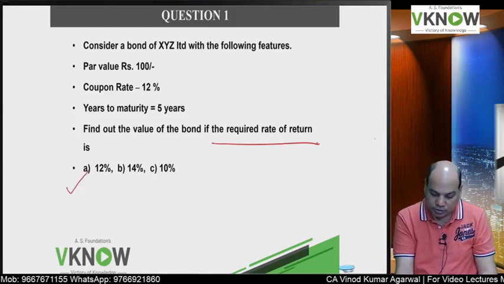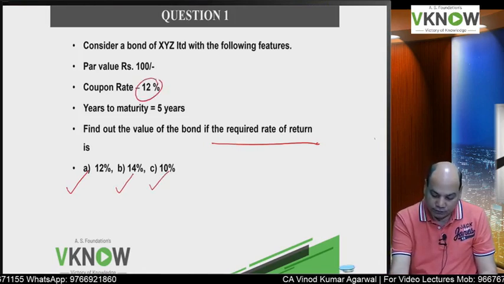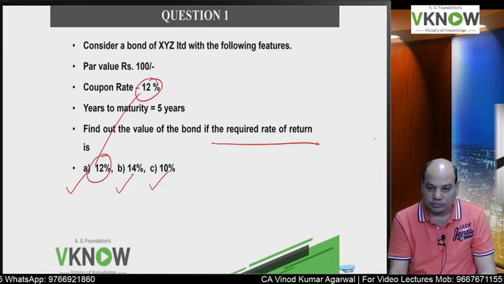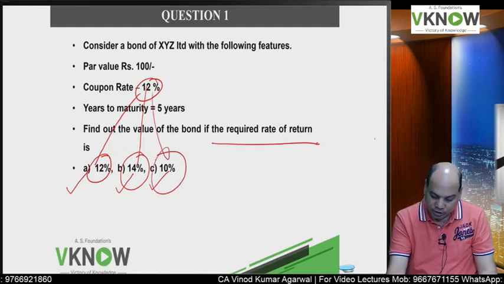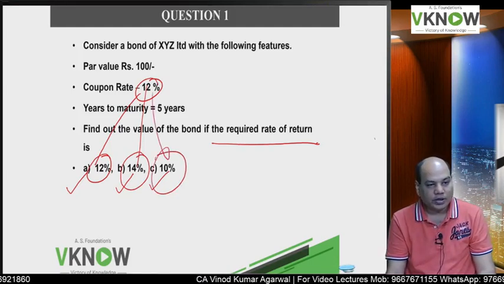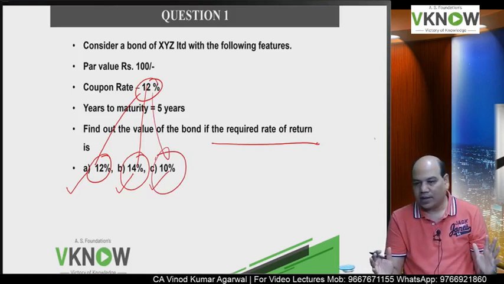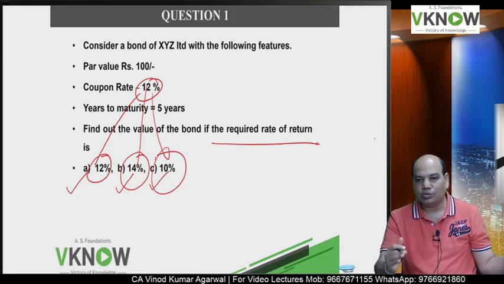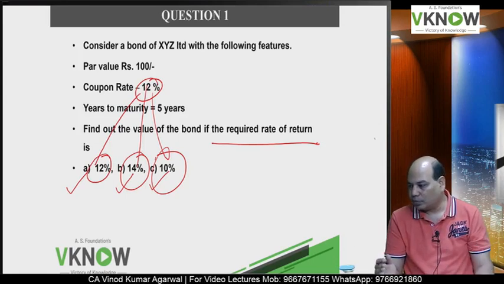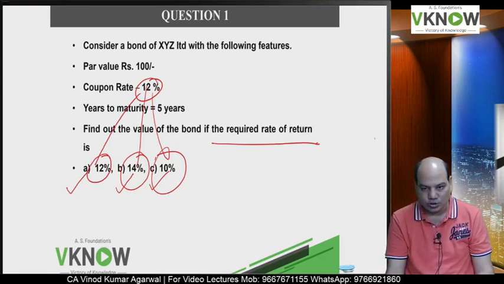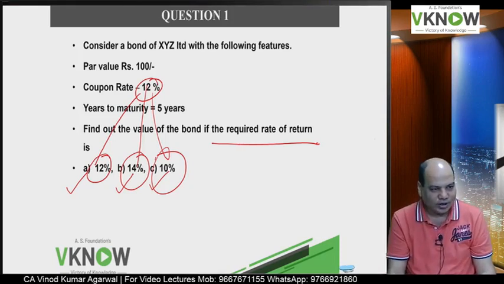there are 3 questions, 12, 14 and 10. Purposefully this is given. In first case 12 are equal. In second case required return is more than coupon rate, and in third question required return is less than coupon rate. So we will be able to understand what happens when your required return is equal to, more than or less than coupon rate. How will the present value of the bond react to these 3 situations? Are you ready? Yes. Then why are you waiting, right?